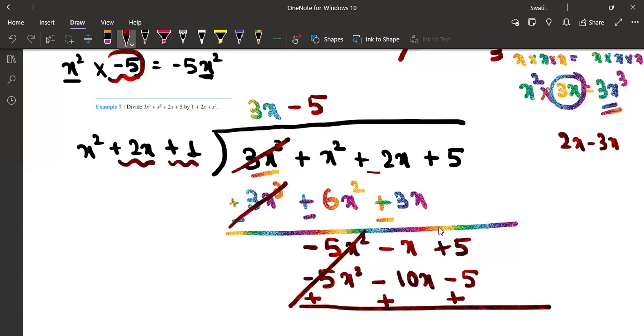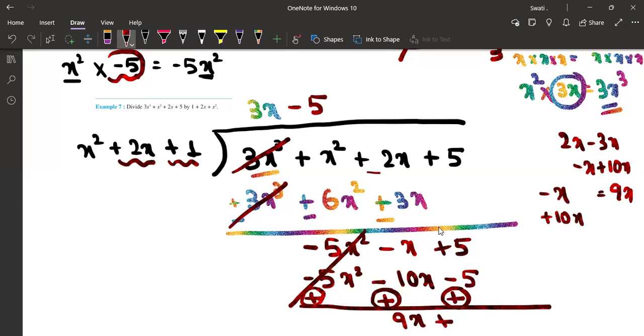So this and this will get cancelled because it will be 0, minus 5x squared and plus 5x squared. After changing, Manya, you have to consider this sign, this sign, this sign, not the upper one. What is minus x plus 10x? Of course, we have minus x and below we have plus 10x, which is same as minus x plus 10x. What is the answer? Of course, it will be 9x. So this is 9x. Now, plus plus is plus only. That means what is 5 plus 5? 10. And that's the answer.